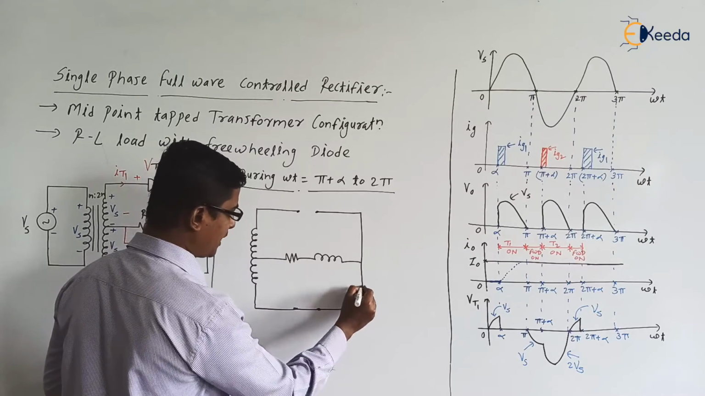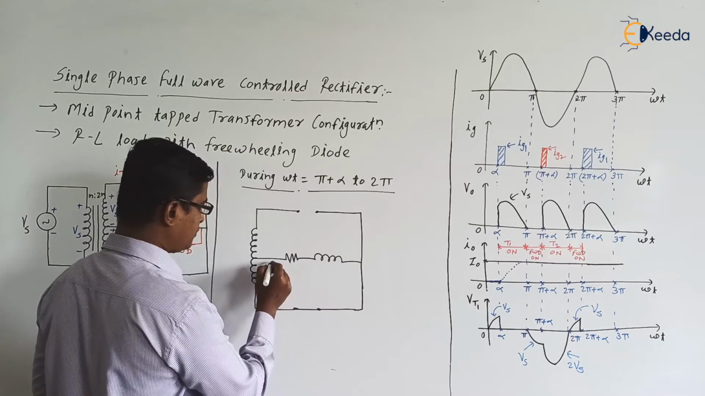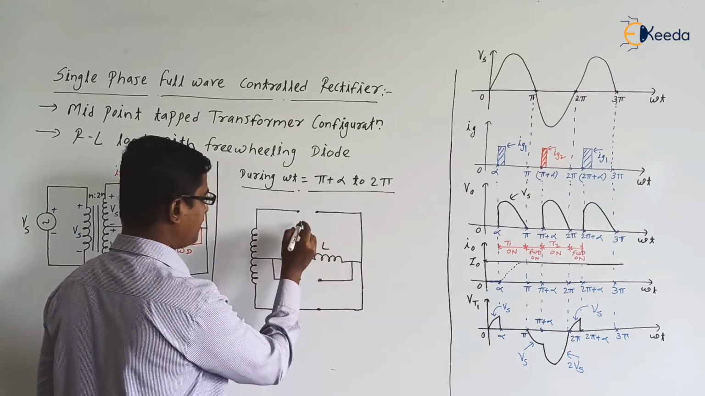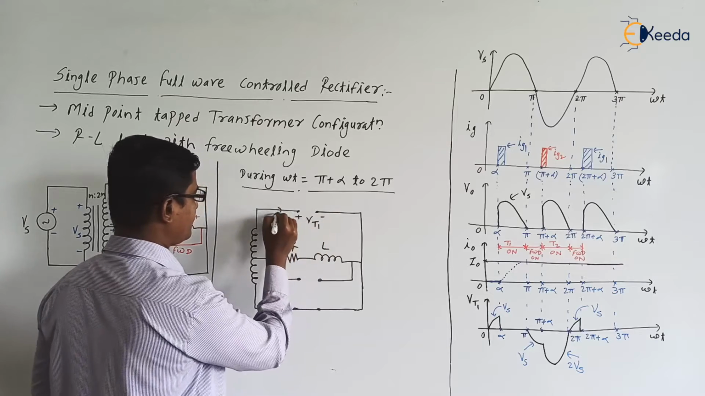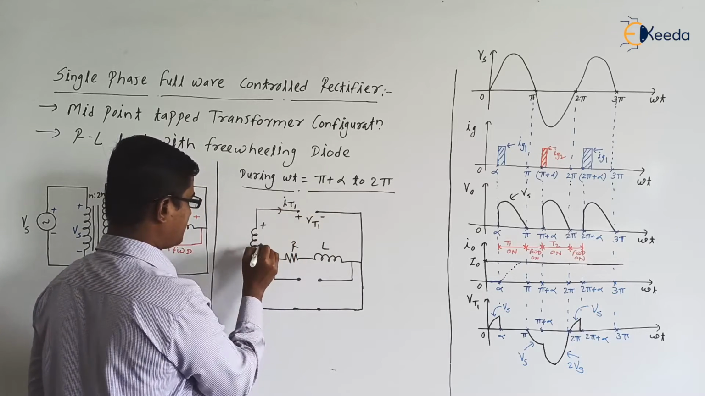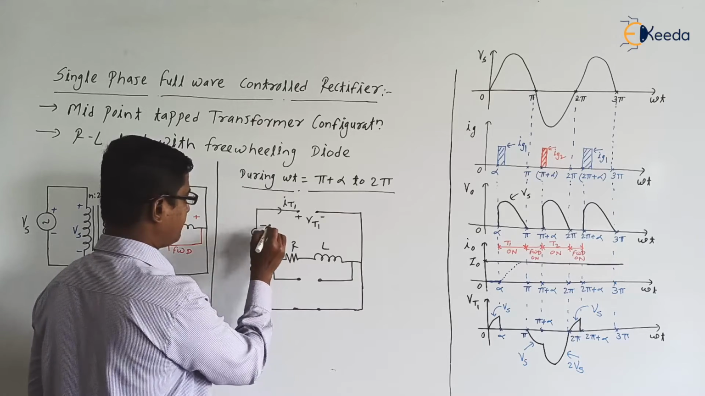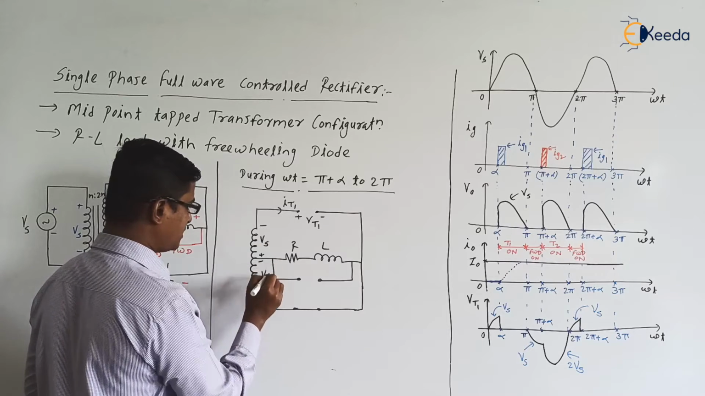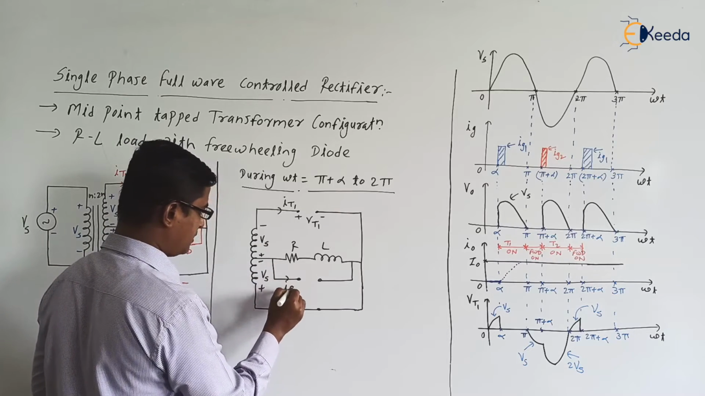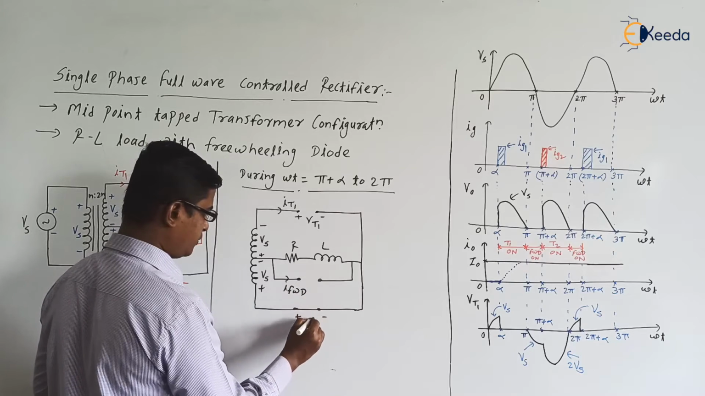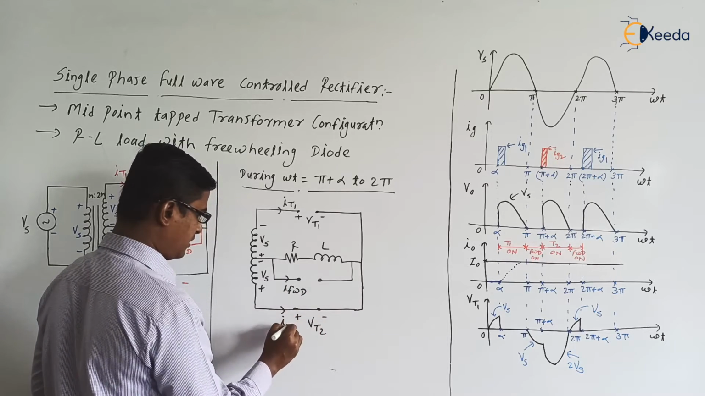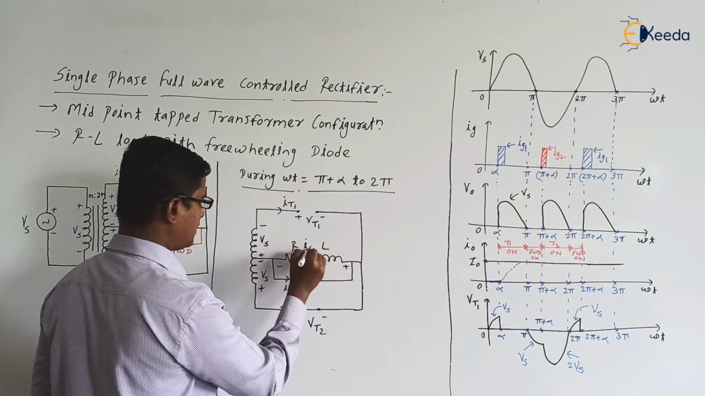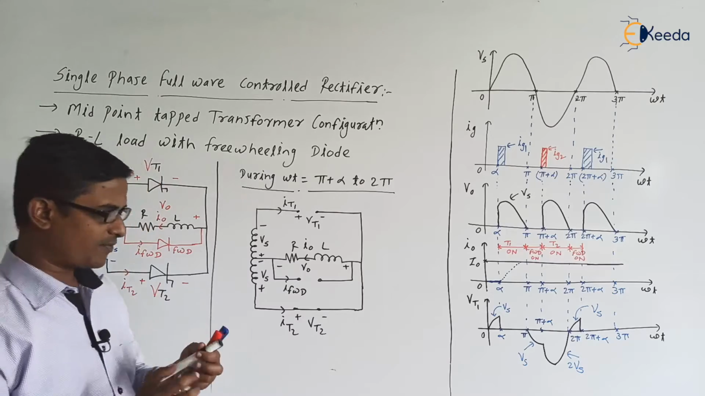Now at pi plus alpha, we are applying the gate signal to thyristor T2, so our thyristor T2 will turn on. This is the RL load, this is VT1, this one is IT1, from pi plus alpha to 2 pi. The supply voltage is negative, so the polarity is minus plus Vs. This is IFWD, this is VT2, this current is IT2. This voltage is V0 and current is I0.